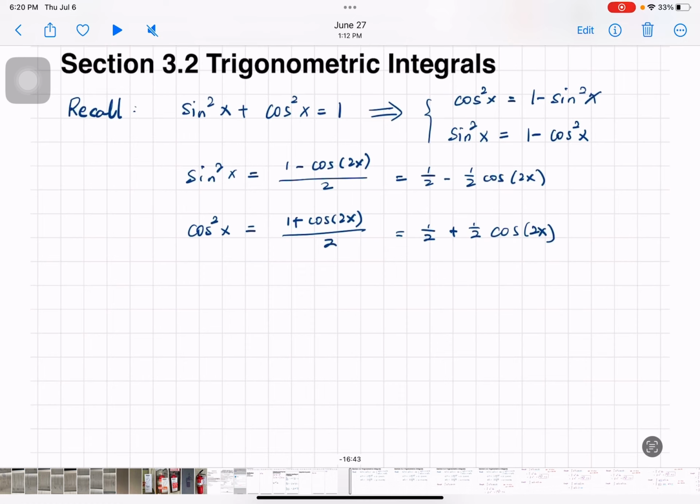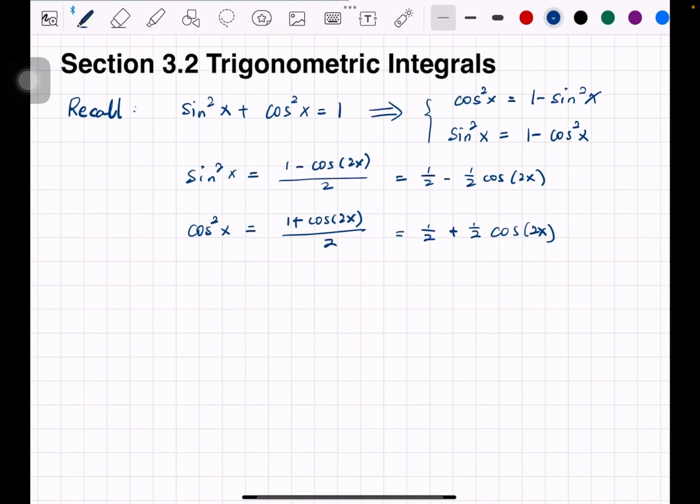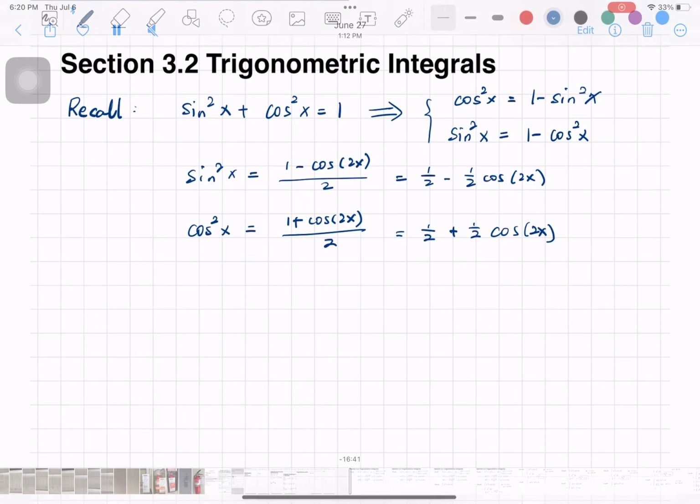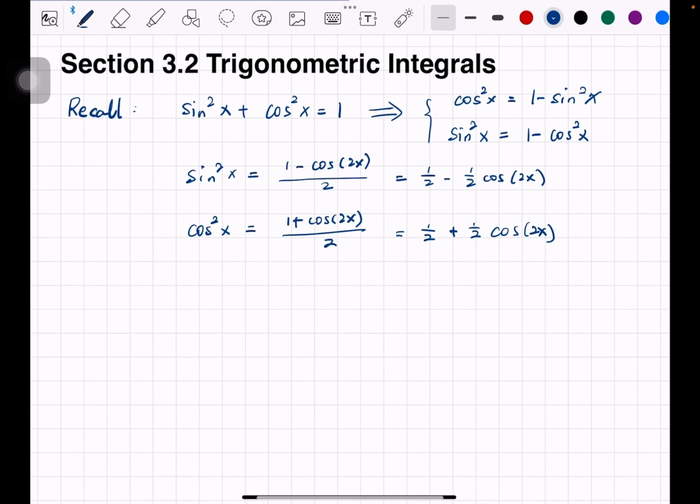So this video is about section 3.2, trigonometric integrals. In this section, we will use some of the identities from trigonometry. We have the Pythagorean identity sine squared x plus cosine squared x equals 1, which can be rewritten as cosine squared x equals 1 minus sine squared x, and sine squared x equals 1 minus cosine squared x.